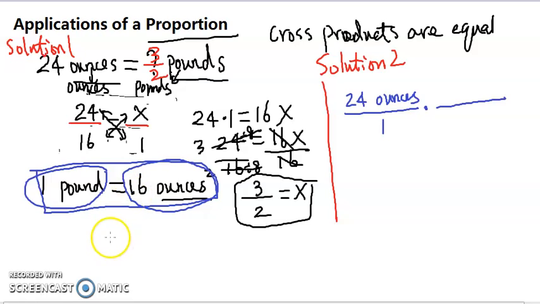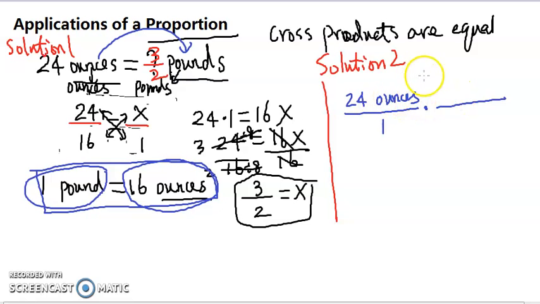Because anything divided by itself, you get 1. But which one should go on the top? Which one should go on the bottom? Usually we determine what's on the bottom first, because we want to do the conversion to convert ounces to pounds, which means we want to get rid of the ounces. So we can cancel this ounce.